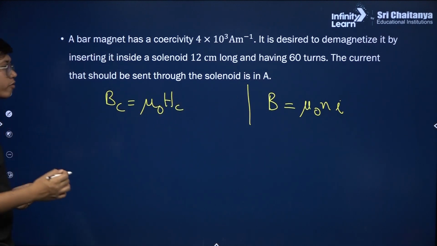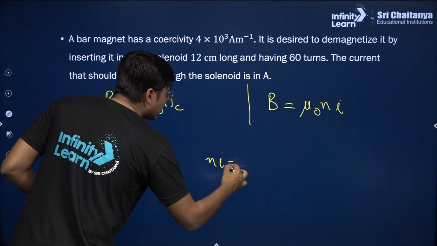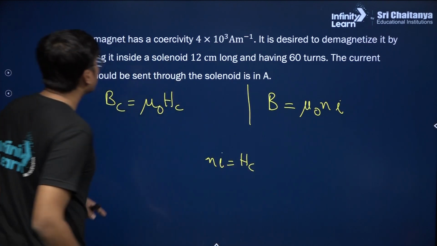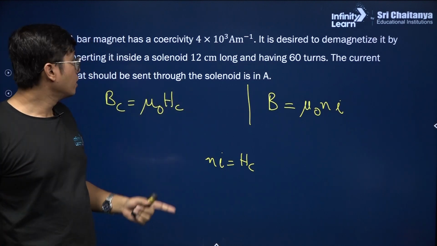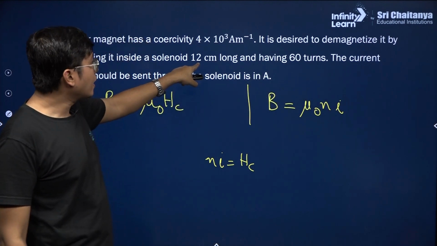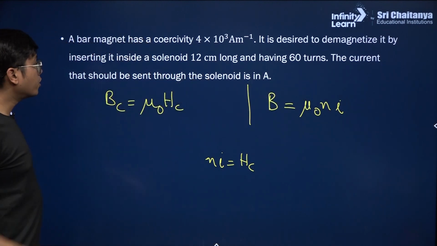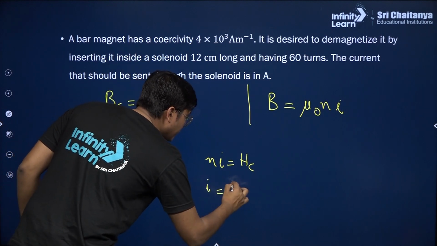Once you equate them, you effectively get n I is equal to Hc. Hc value is given to us. Now n is the number of turns per unit length. They have given you the total number of turns, that is 60, and the length is given as 12 centimeter. So the number of turns per unit length becomes, so let's first write it, I is Hc by n.